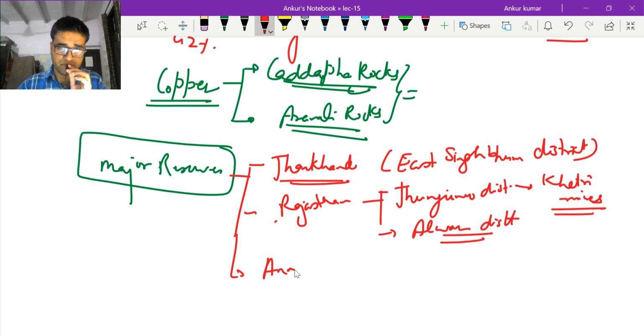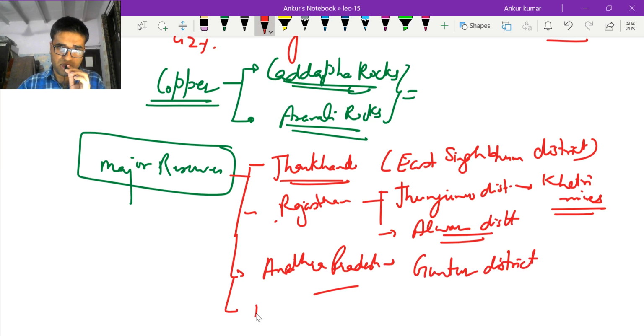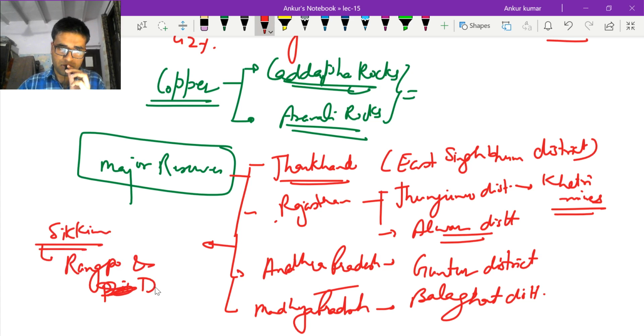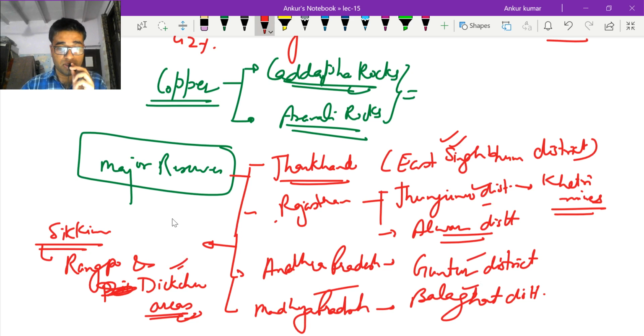Moving on to the third state, that is Andhra Pradesh. Main district is Guntur district, Guntur. Okay, the next is Madhya Pradesh. In Madhya Pradesh we have to remember the Balaghat district, Balaghat, right? And Sikkim, sorry, yeah, in Sikkim copper reserves are found in the Rangpo and Dikchu areas. Okay, so these are the few areas that can be remembered for copper reserves. East Singhbhum, Jhunjhunu, Khetri, Balaghat in MP, Guntur in Andhra Pradesh, and Dikchu and Rangpo in Sikkim.